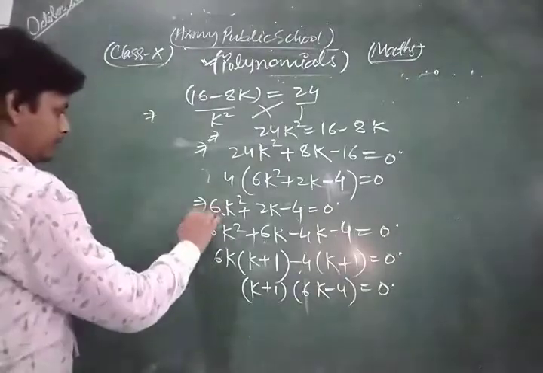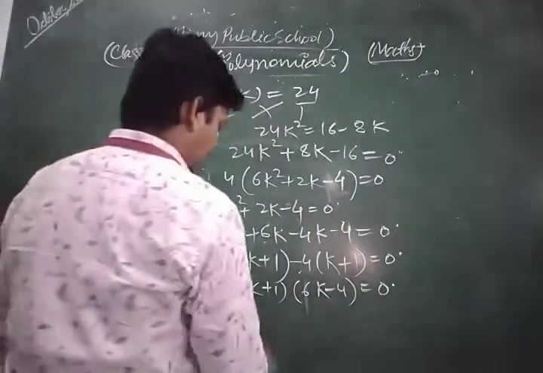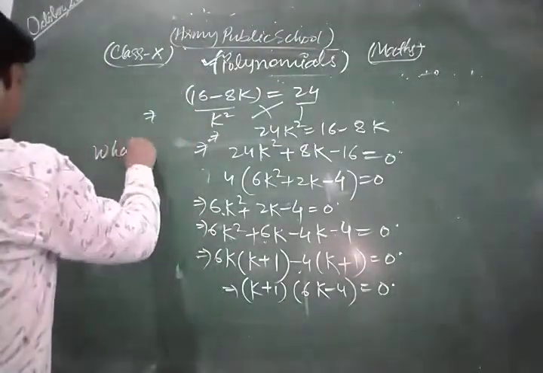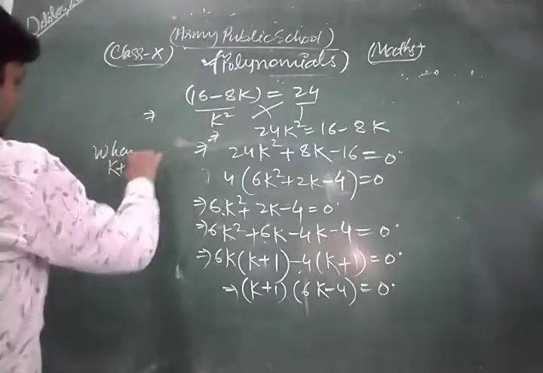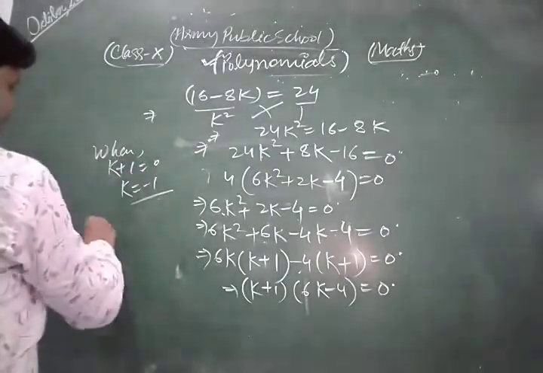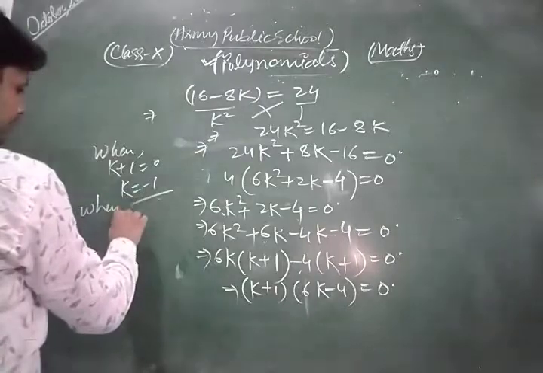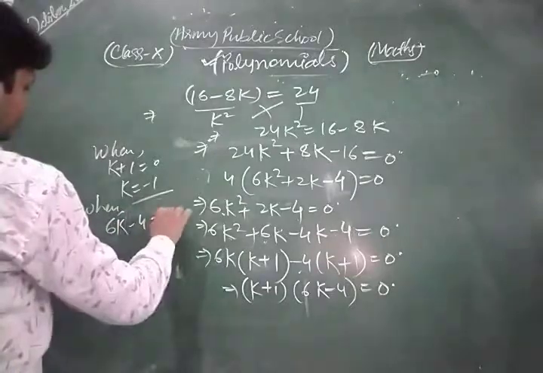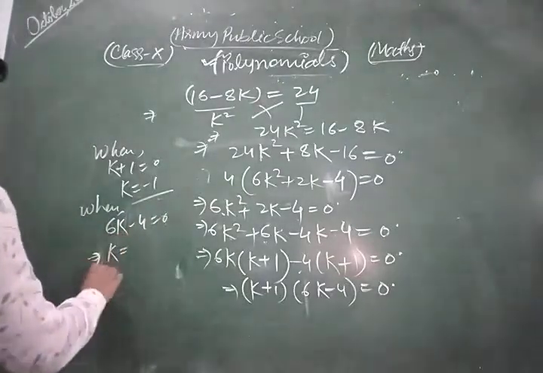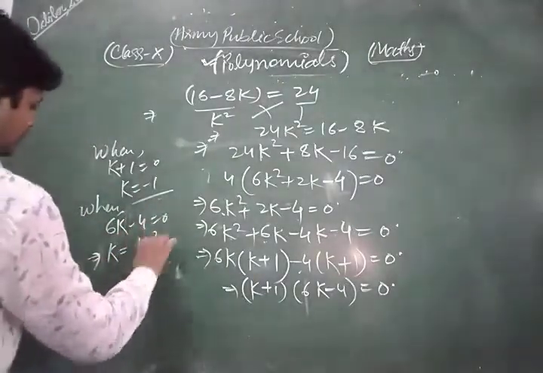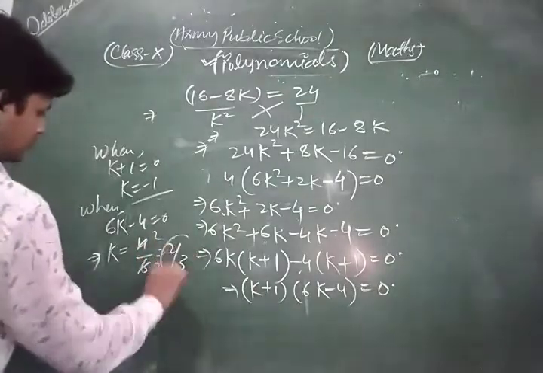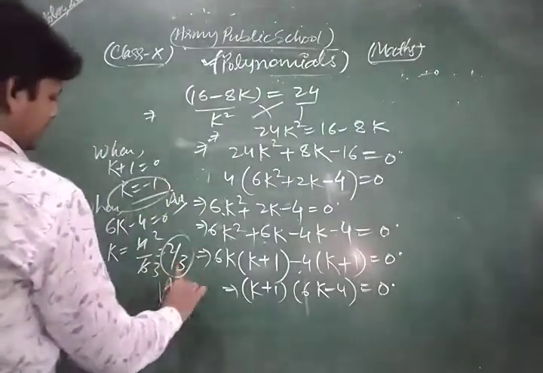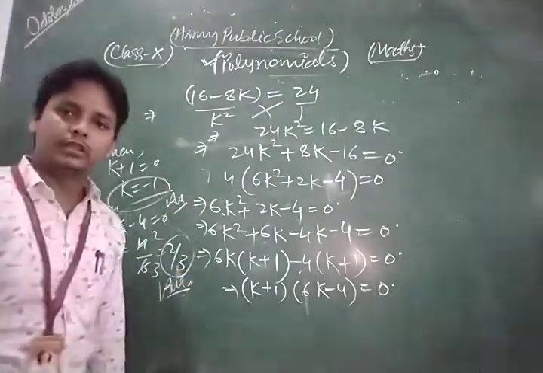Now when k plus 1 is equal to 0, k is equal to minus 1, and when 6k minus 4 is equal to 0, k is equal to 4 upon 6, which is 2 by 3. So 2 by 3 and minus 1 are the required solutions of the given question.